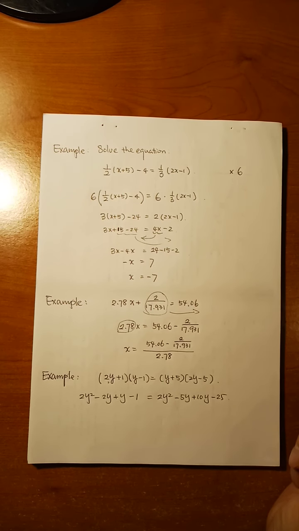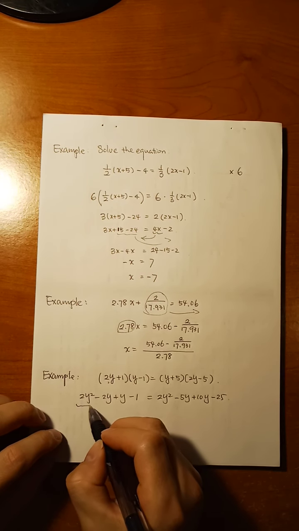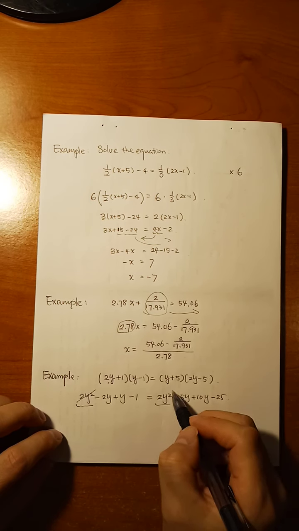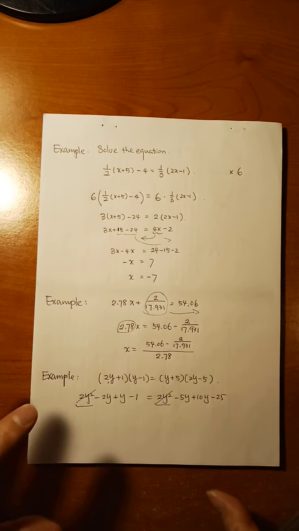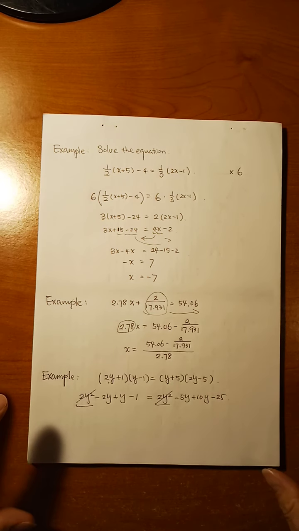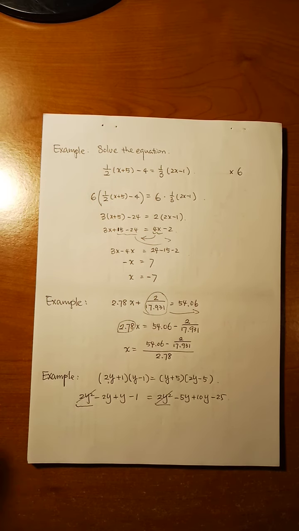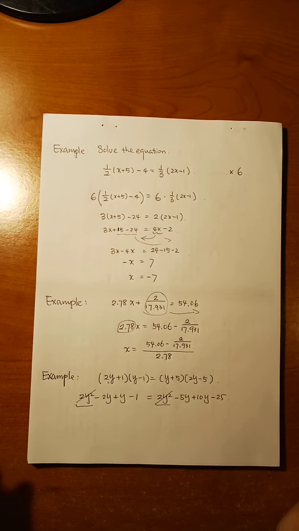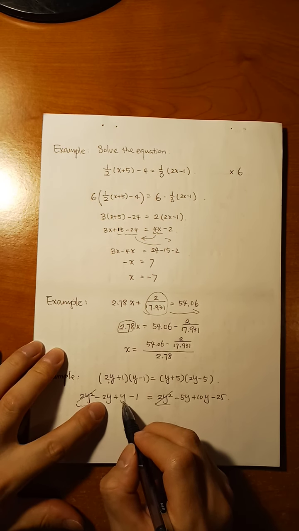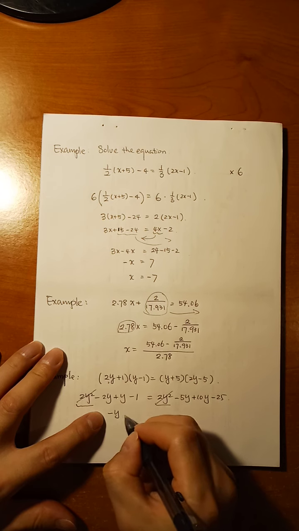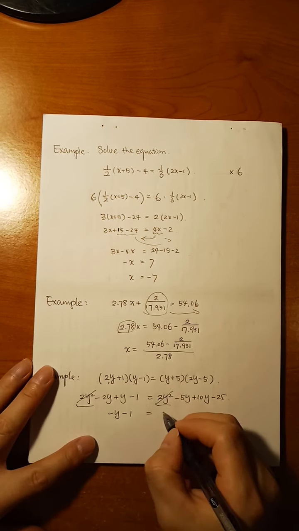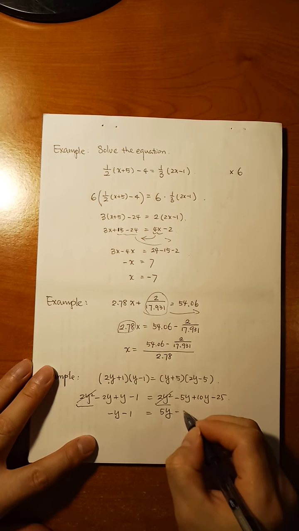Good. And then you see here, on the left side you have 2y squared, on the right side you have 2y squared. So they are cancelled. You have exactly the same term on two sides of the equation. You directly cancel them. It's like a balance. You remove the same item, you don't change the balance. Now negative 2y plus y is negative y, minus 1, is equal to negative 5y plus 10y is 5y, minus 25.